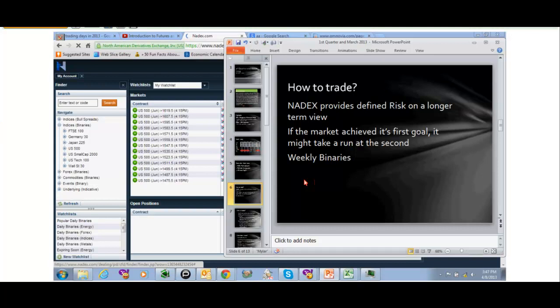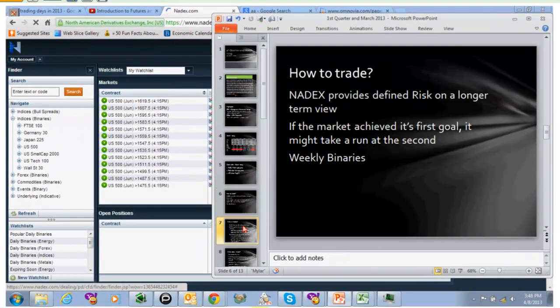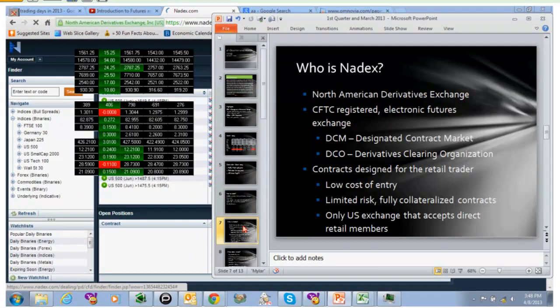But if the market achieved its first goal, it might take a run at the second one. So we use weekly binaries to take advantage of that. Now, Nadex, and I guess you said Chris was going to come on after me, and he'll get into a little bit more detail about this.